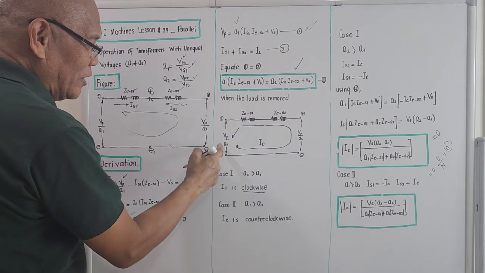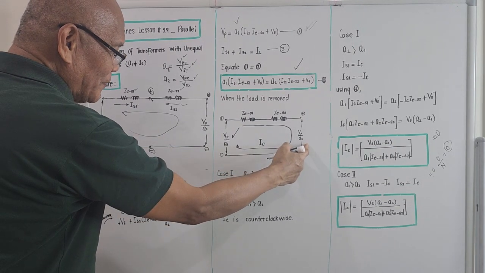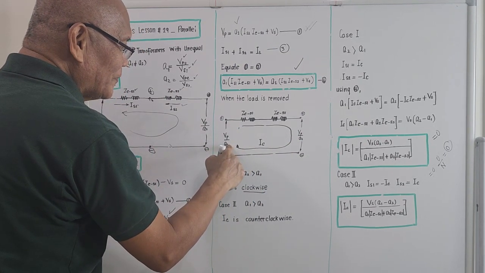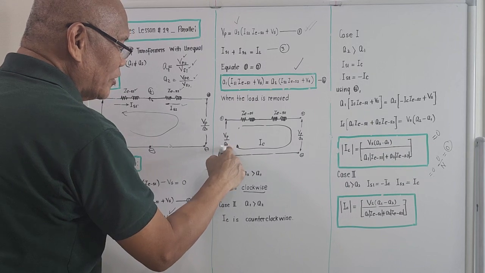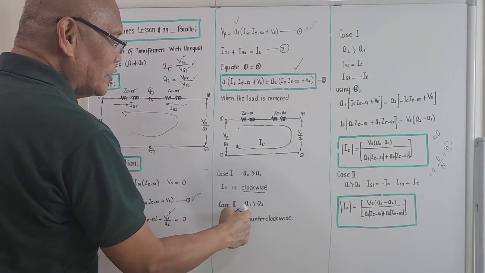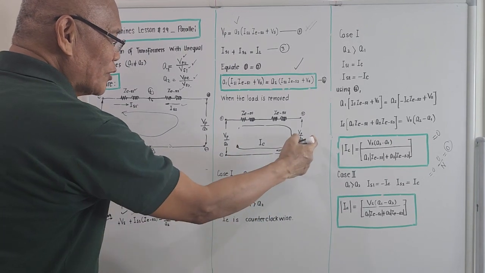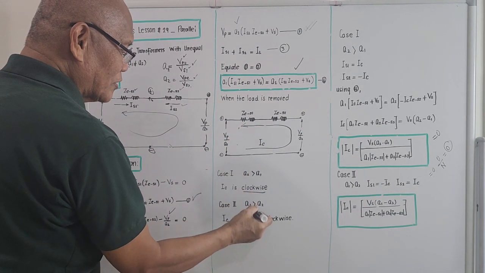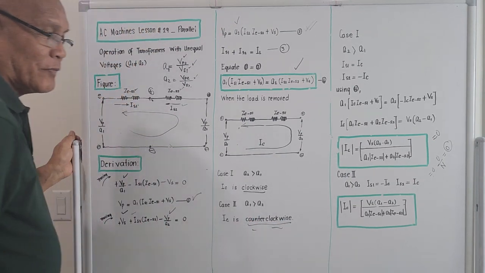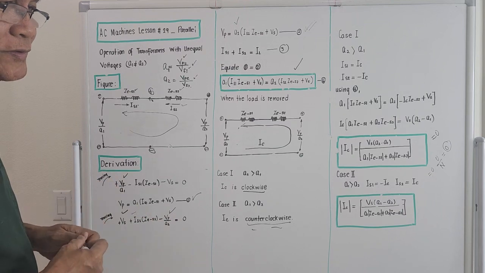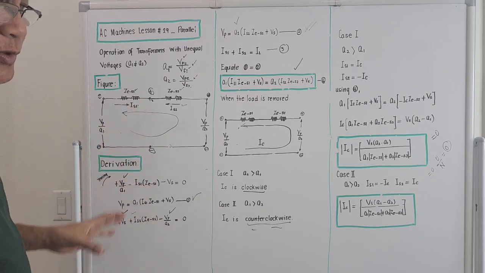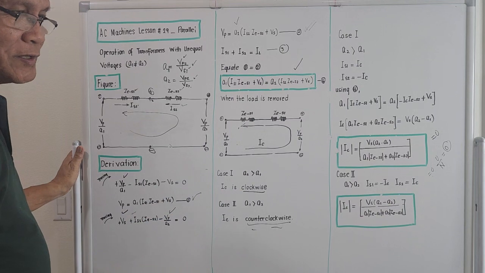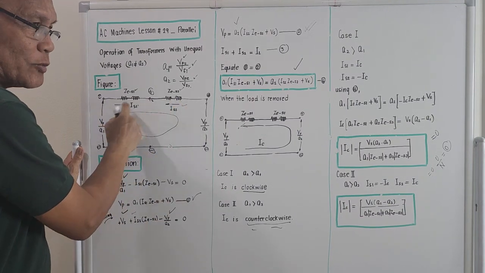Case number 2. When A1 is greater than A2, meaning to say this is smaller, so this will become bigger. So the circulating current will be in the reverse direction. It is this. It is counterclockwise. Those are the two possible scenarios when the load is removed. It's very dangerous because when the load is removed, if these two voltages are not equal, whether we like it or not, there will be circulating current, and that circulating current might burn the transformers.